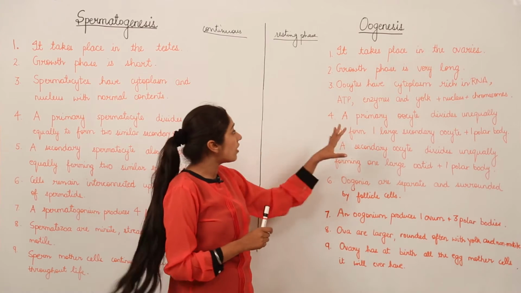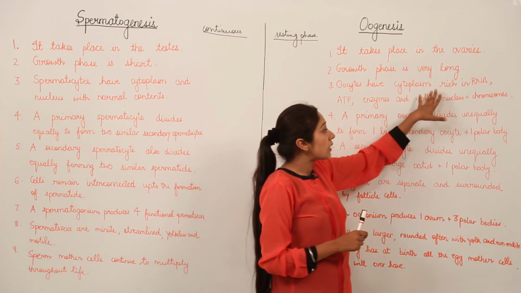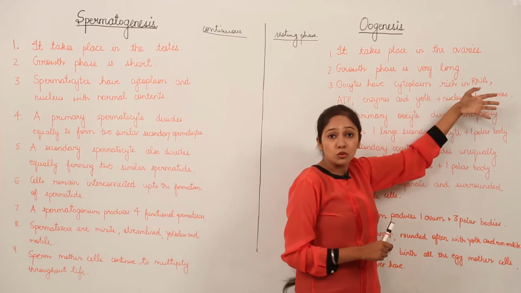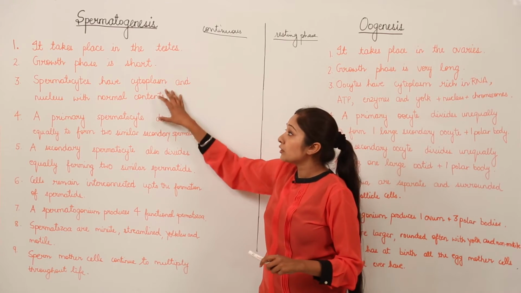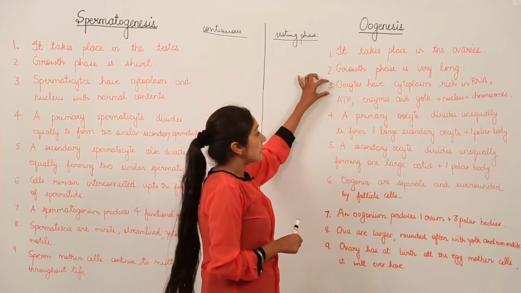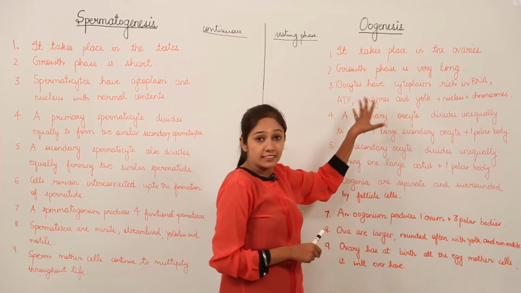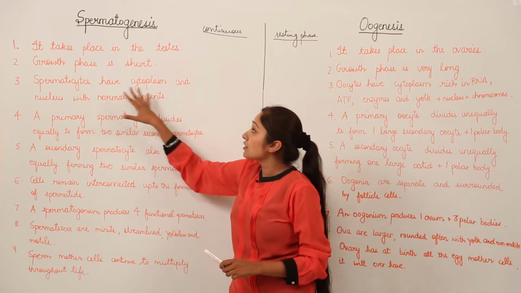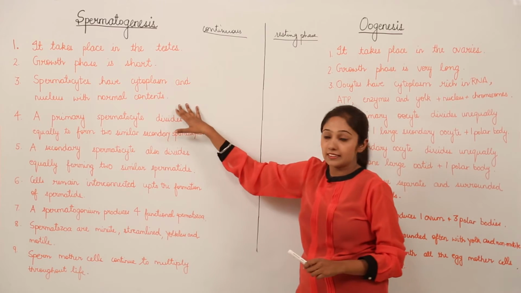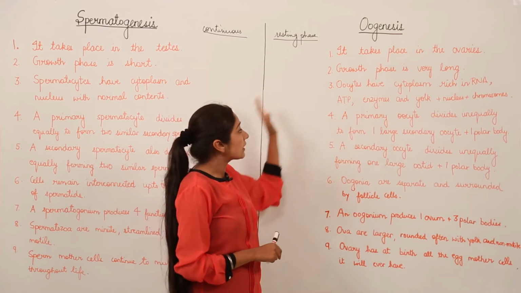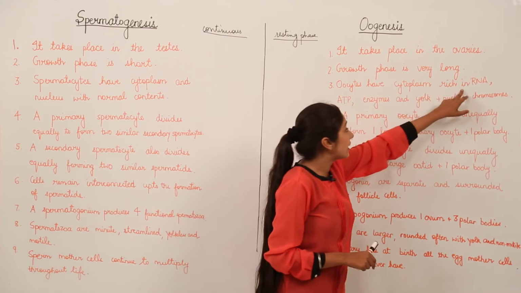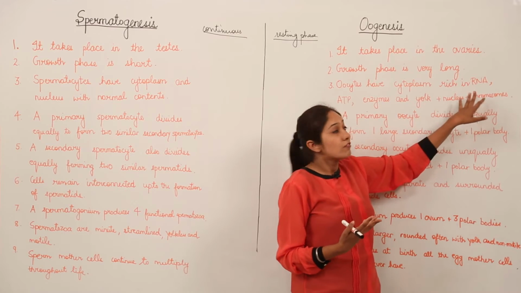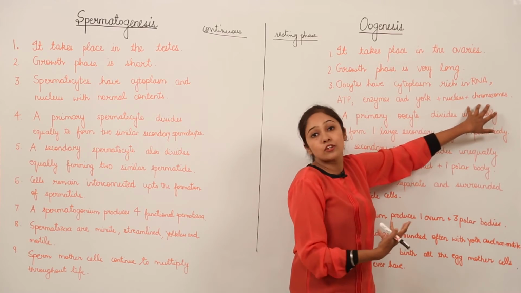But in case of ova or egg, these oocytes have cytoplasm rich in RNA, ATP, enzymes and yolk, nucleus, chromosomes. So as compared to a spermatocyte, oocytes have more content in the cell. In spermatocytes the cytoplasm has normal contents, but in addition to the normal contents, oocytes are rich in RNA, ATP, enzymes and yolk, plus nucleus and chromosomes, which are very giant, very big chromosomes.